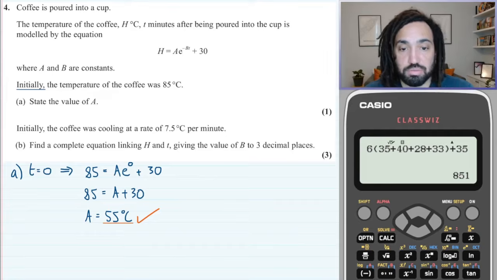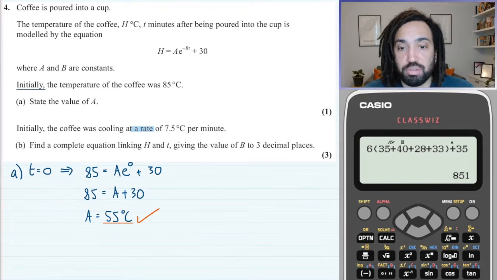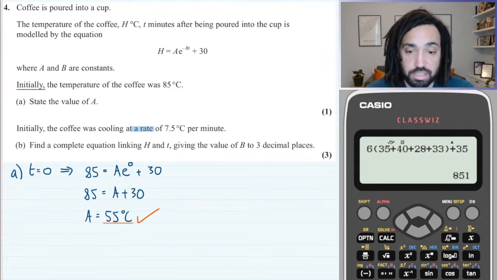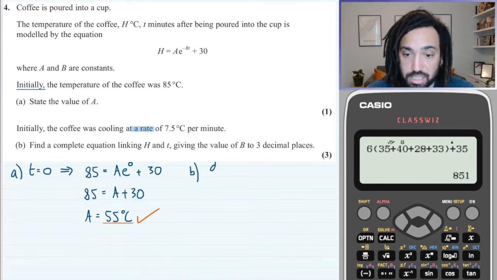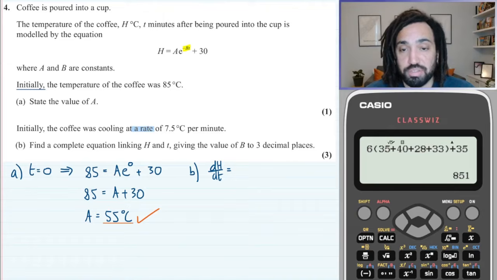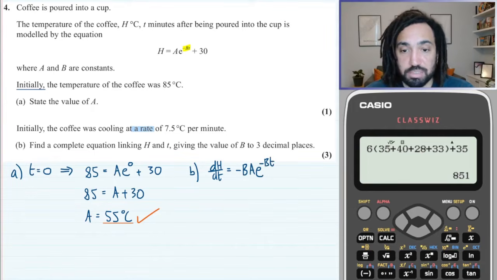Initially the coffee was cooling at a rate of 7.5 degrees centigrade per minute. Ooh, important, the word there, rate. That means I'm going to take a derivative. Find a complete equation for h and t. Okay, fine. So, like I said, the rate means we have to differentiate. So dh by dt is equal to, so we're differentiating an e function, which means we need to just keep it exactly the same, but we need to multiply by the derivative of the input. So the derivative of minus bt is minus b, so I need to multiply through by minus b. So that's going to give us minus ba e to the minus bt, and the 30 is going to disappear.